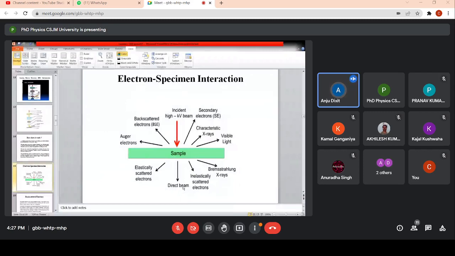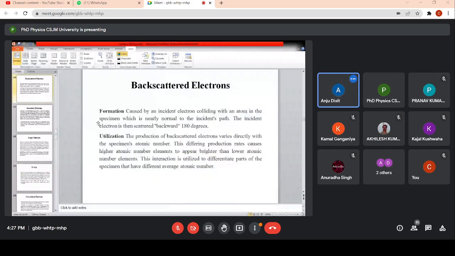The backscattered electrons, although I told you already, I am repeating again. They are formed by an incident electron colliding with an atom in the specimen, nearly normal to the incident path. The incident electron is then scattered backward 180 degrees. So it is basically the interaction of the electron with the nucleus of the specimen atom. The production of backscattered electrons varies directly with the specimen's atomic number. These differing production rates cause higher atomic number elements to appear brighter than lower atomic number elements. So it depends on the atomic number of the elements.